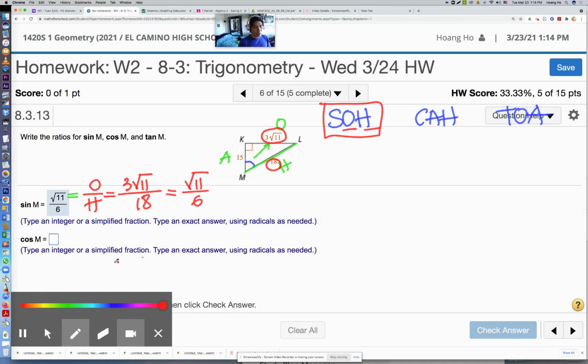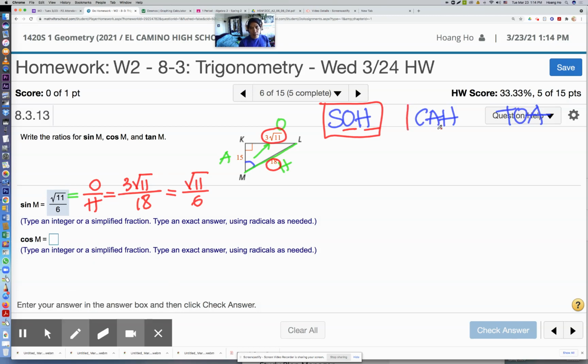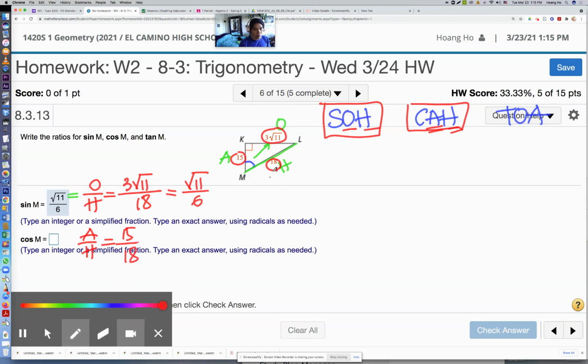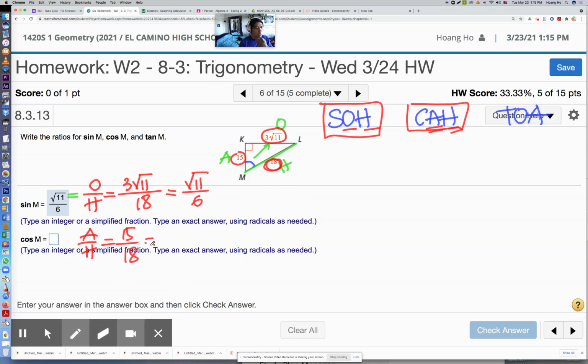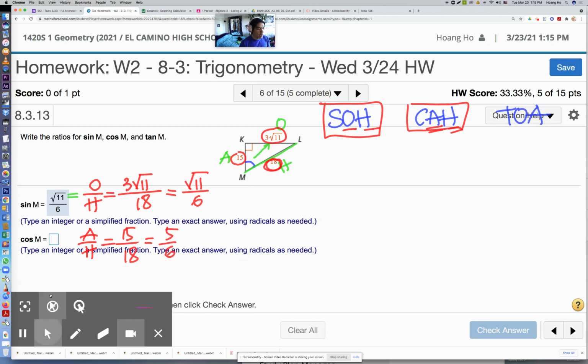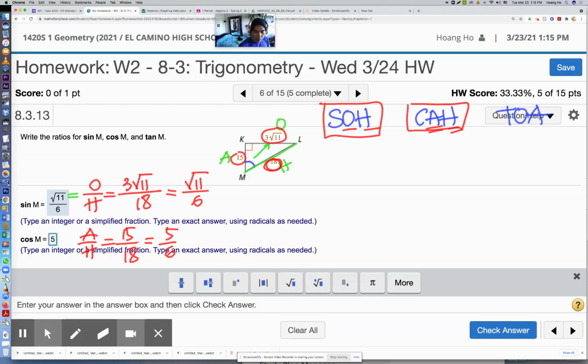Cosine, right here. Adjacent over hypotenuse. Adjacent is right here, 15. Hypotenuse is 3 square root of 11. Hold on. I didn't get hypotenuse correct. Hypotenuse is 18. That's what I meant. Hypotenuse right here, 18. Simplify by 3, so that would be 5 over 6. Okay, the answer is 5 over 6.